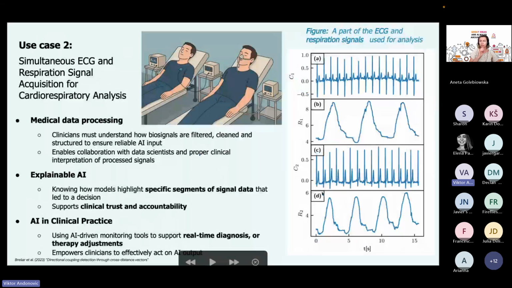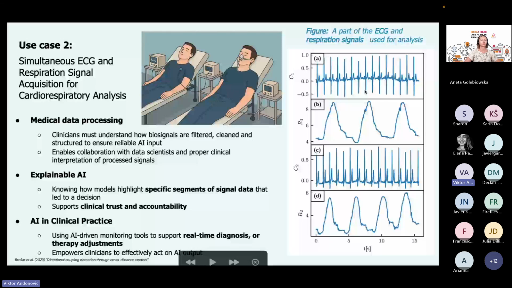And on the right side, we have the graphs. These are the signals which are used for the analysis. And these signals are again fed into AI and machine learning algorithms in order to see if there's some dysfunction between the cardiorespiratory system. So in this case, what's important to be aware of is the medical data processing.